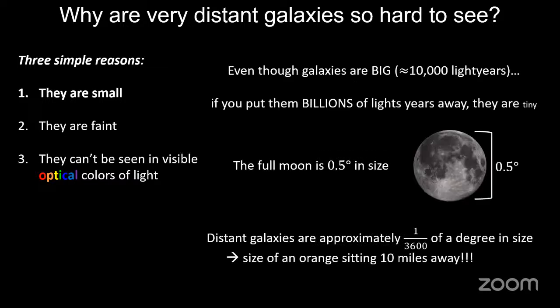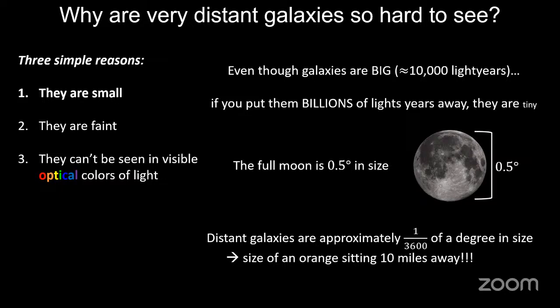First, they're small. Even though galaxies are physically very large, right? They're of order roughly 10,000 light years across, tens of thousands of light years across for galaxies. If you put them billions of light years away from you, they look very small when you look up at the sky at them, okay?